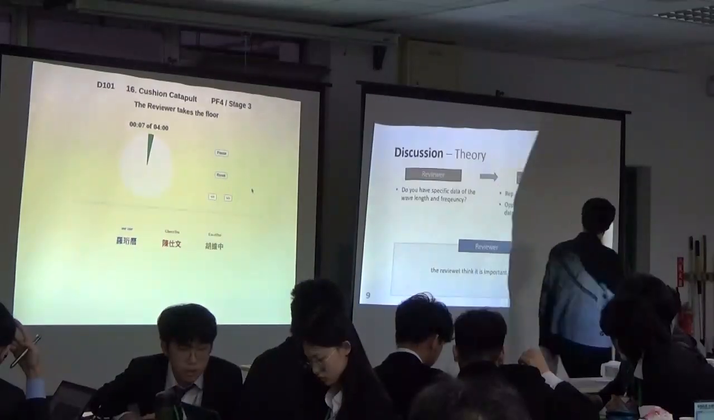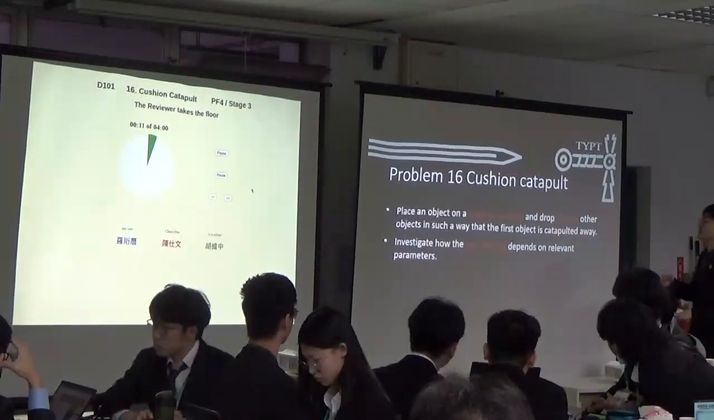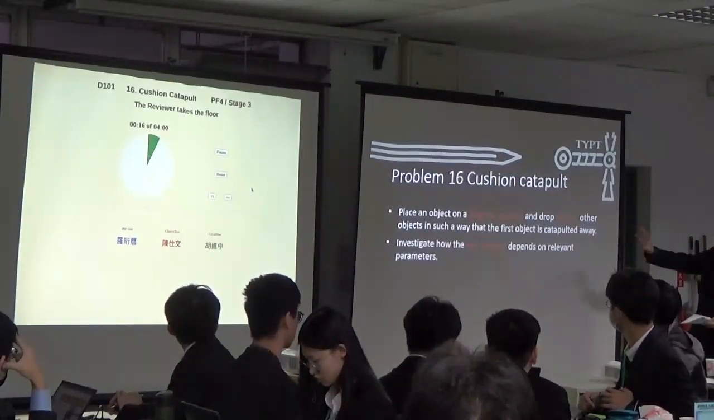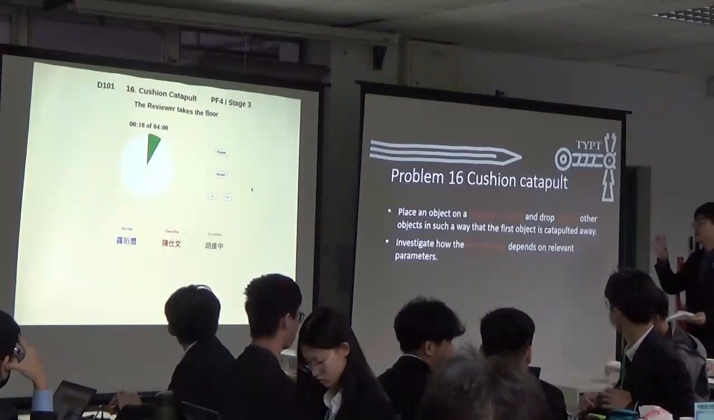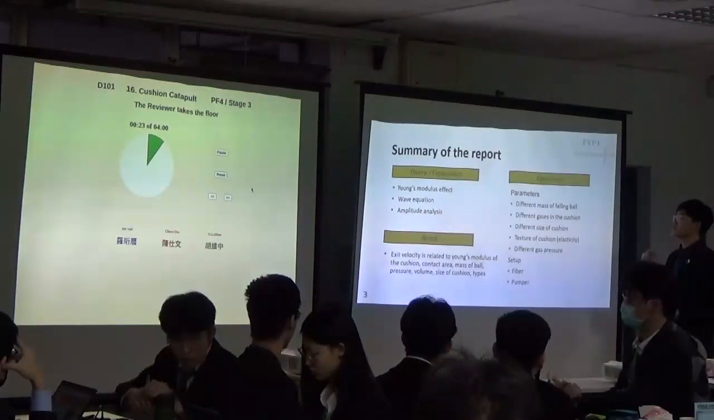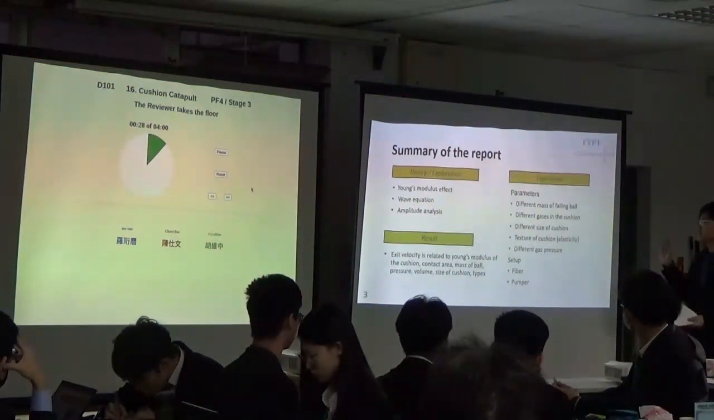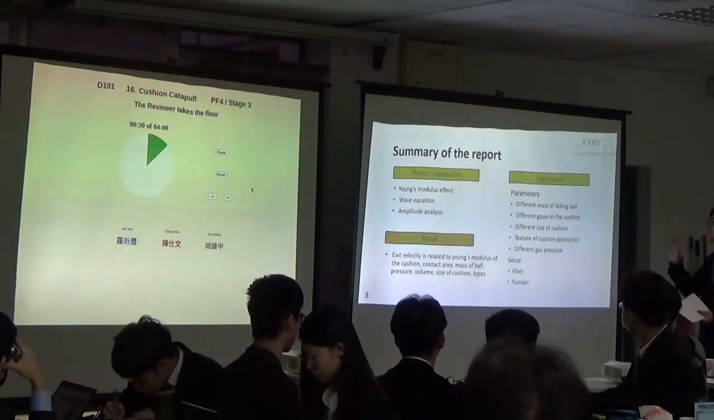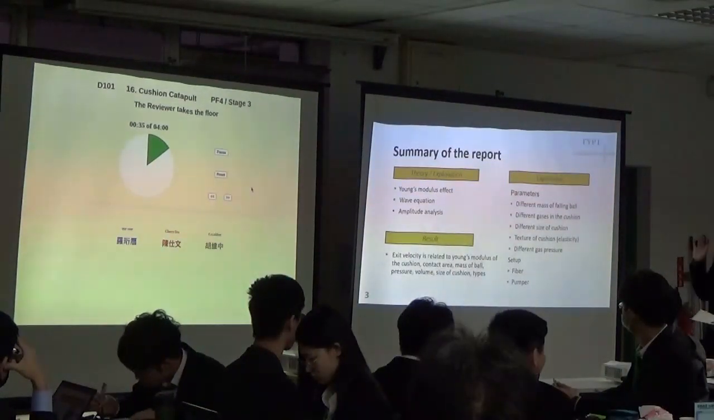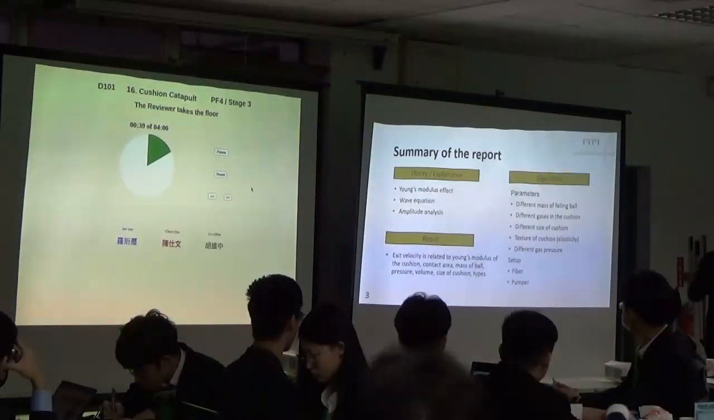I'm the reviewer from Team Discover, and today I'm going to review problem number 16. So this is the problem statement. You need to place an element on a large A question and investigate how the absolute velocity depends. So this is the theory they use. They use Young's modulus effect, wave equation, and amplitude analysis to explain the theory, and they use different mass of falling ball, different gases in the cushion, different size of the cushion, texture of the cushion, and different gas pressure to do the experiment, and then set up the used fiber, pumper, and zipper.